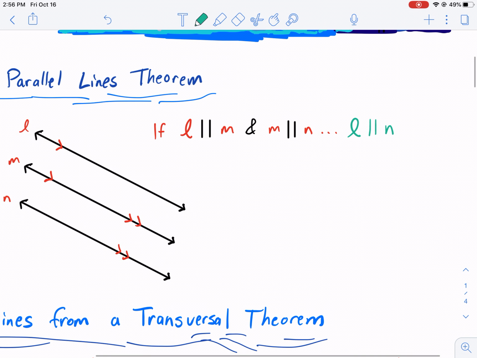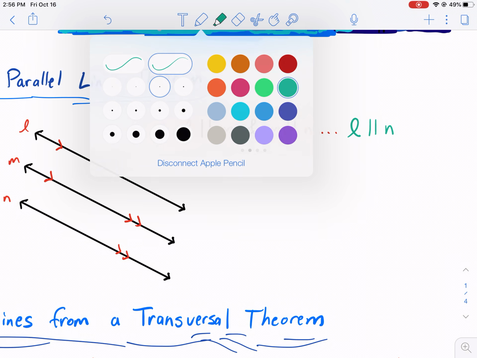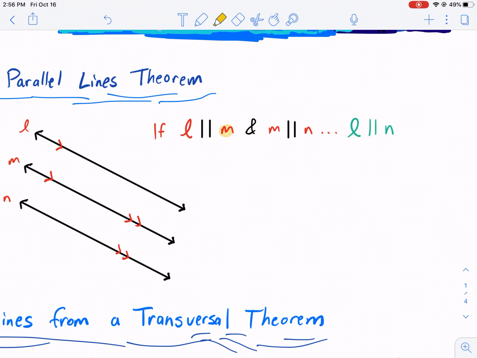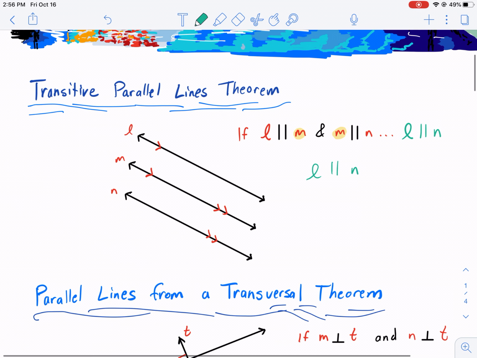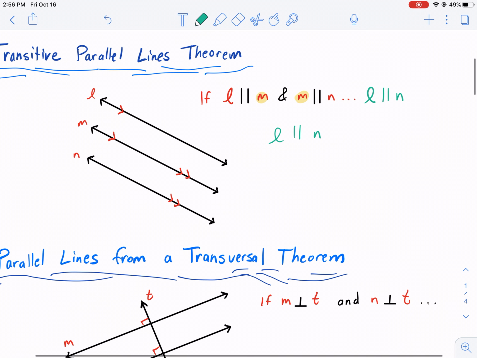So the conclusion of one becomes the hypothesis of the other. Essentially what happens is M connects these two, and you can remove the M, and therefore you just have L is parallel to N. And you can clearly see that in the diagram as well, that L is going to be parallel to N.